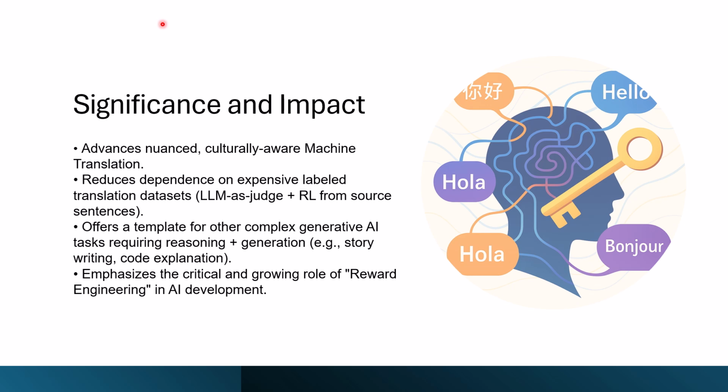And then the significance of DeepTrans extends beyond translation, I would say. It offers a path towards more nuanced and culturally intelligent AI. A key impact is its potential to reduce our reliance on massive, expensive labeled datasets. Because using RL, we can just work on small datasets, or using reward modeling, we can get away with nominal datasets. So it shows how an LLM can judge and reinforcement learning can work from source text alone. The methodology itself, this idea of defining desired behaviors and using an AI to check the quality, could be a blueprint for many other complex AI tasks that require both reasoning and generation.